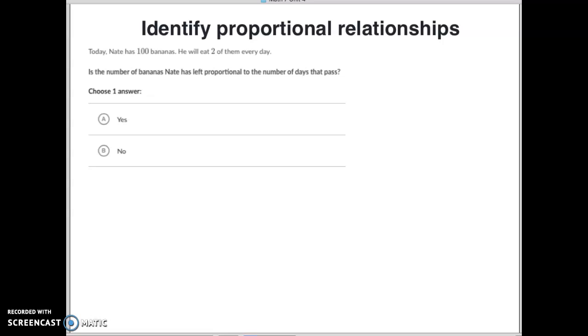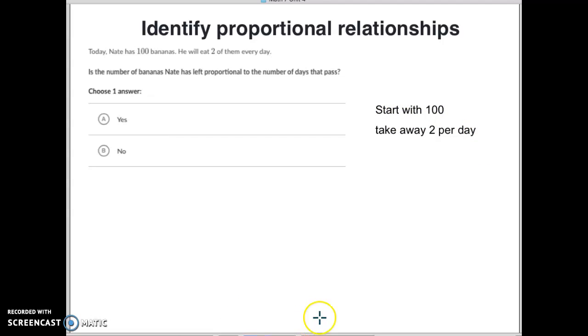So with this one, today, Nate has 100 bananas. He will eat 2 of them every day. Well, does this start at 0? No, it doesn't. It's somewhere out here. Oh, it's way over here. There it is. Starts with 100, and then he takes away 2 every day. So it doesn't start at 0.